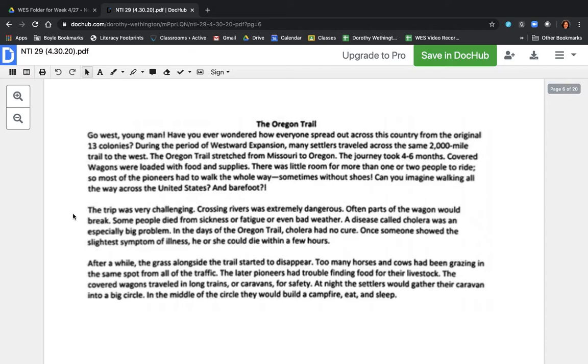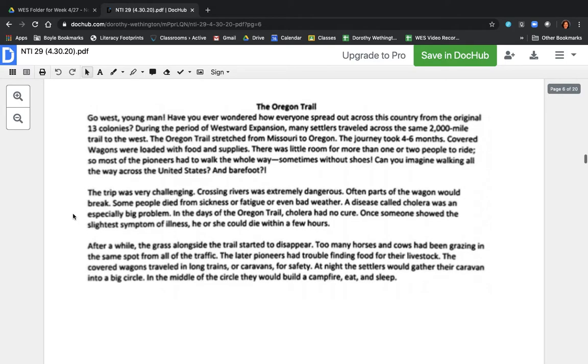The trip was very challenging. Crossing rivers was extremely dangerous. Often parts of the wagon would break. Some people died from sickness or fatigue or even bad weather. A disease called cholera was an especially big problem. In the days of the Oregon Trail, cholera had no cure. Once someone showed the slightest symptoms of illness, he or she could die within a few hours.